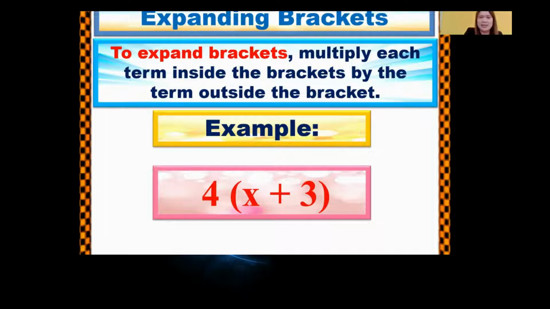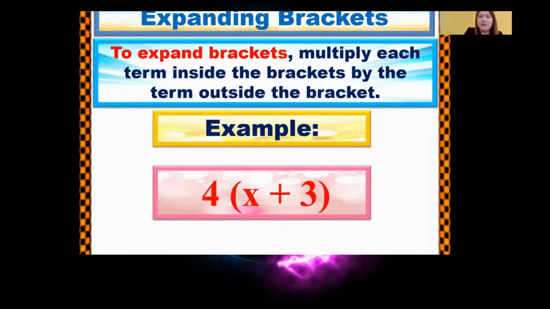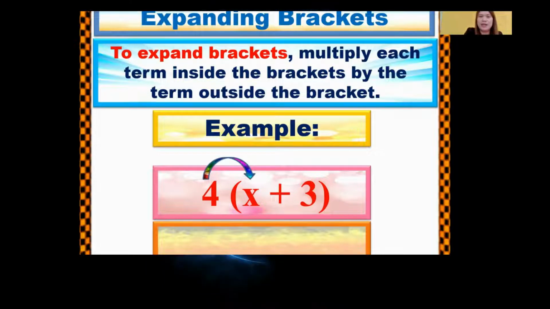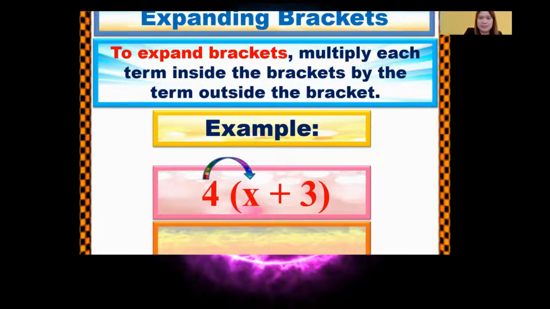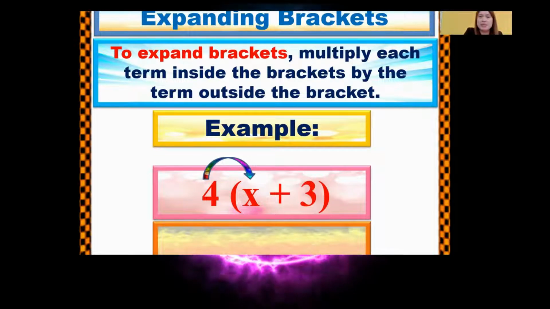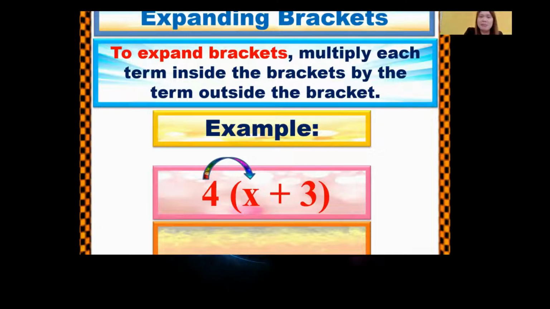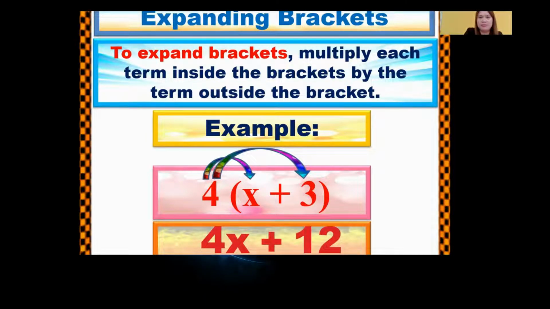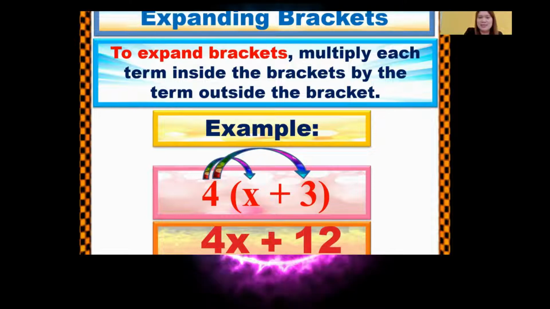So try to look at this here, year 8. I'm going to multiply 4 to each of the term inside the bracket. 4 times x. Bracket means multiplication. So when you have 4, bracket 5, close bracket, that means it's 4 times 5. All right? So 4 times x, it means 4x. And 4 times 3, that gives you 12. Very simple, right?